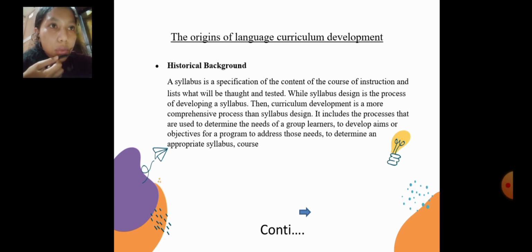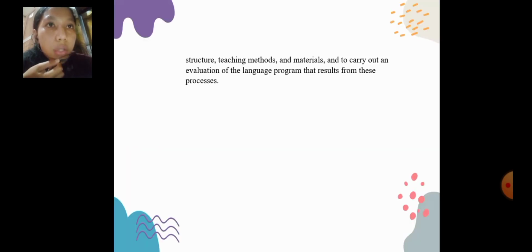It includes the processes that are used to determine the needs of a group of learners, to develop aims or appropriate syllabus, course structure, teaching methods and materials, and to carry out an evaluation of the language program that results from this process.